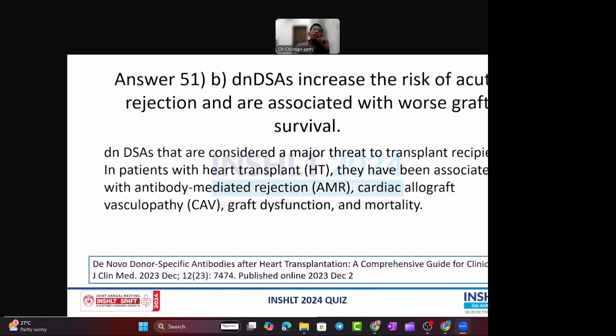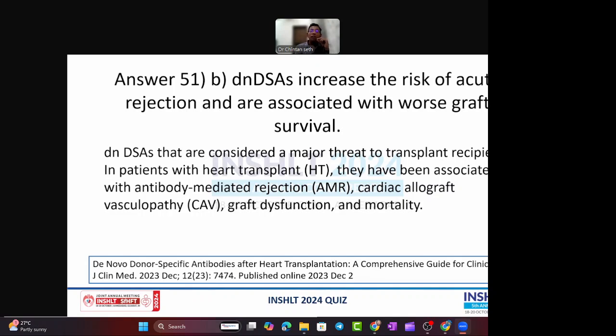Presence of de novo donor-specific antibodies in heart transplant recipients is. Yeah, so de novo means after the transplantation, the patient developed antibodies against the donor cells. Obviously, donor-specific antibodies are a risk factor for acute rejection and are associated with worse graft survival. That's why we screen patients at 1, 3, 6, and 12 months for the presence of donor-specific antibodies or not.